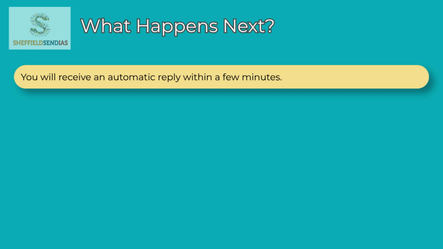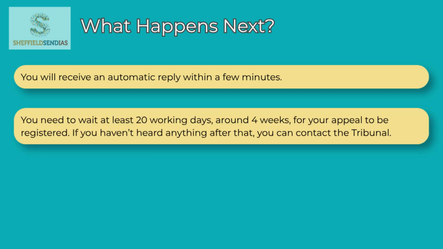Once your appeal has been submitted, you should receive an automatic acknowledgement email confirming receipt. You then need to wait for the appeal to be registered. This should happen within 20 working days, so around 4 weeks. If you've not heard anything after that, you should contact the tribunal.